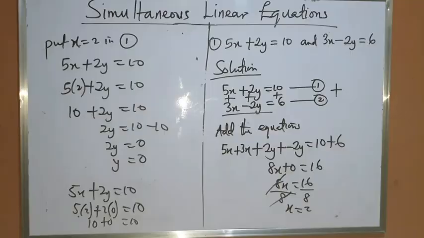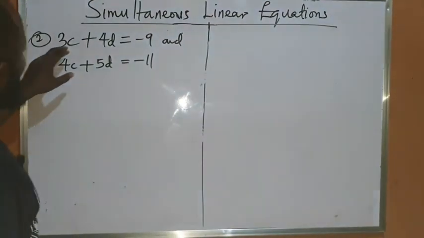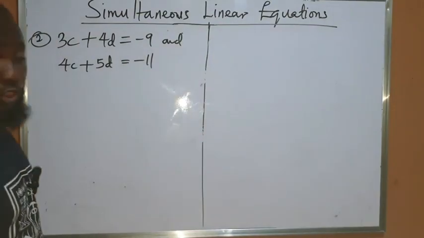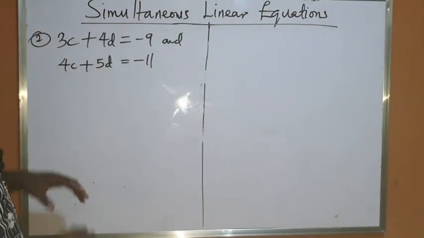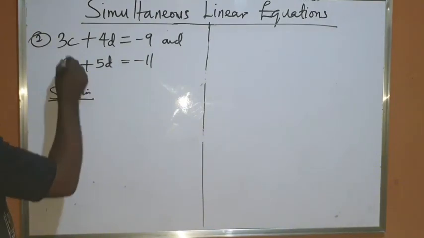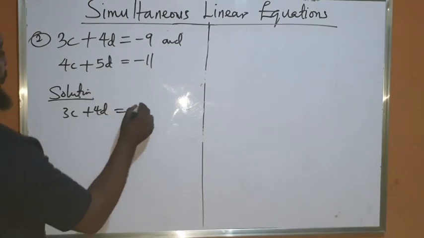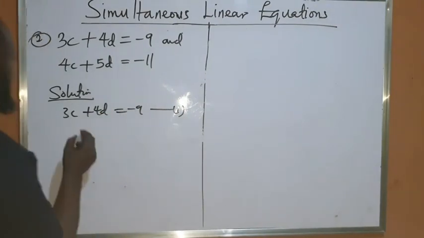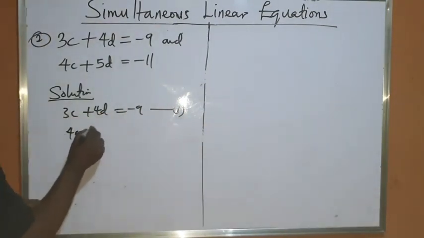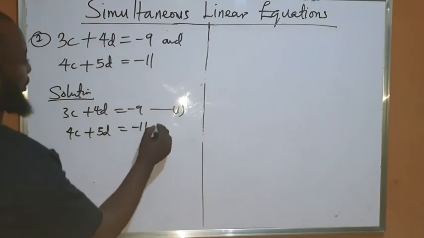Let's look at question number 2 now. All right. This is question number 2. We are asked to solve this using the elimination method. If you look at this, let's have the solution here. Solution. So we have 3c plus 4g equals minus 9, equation 1, right? Then 4c plus 5g equals minus 11, equation 2.